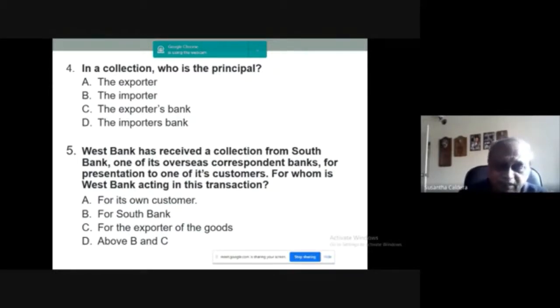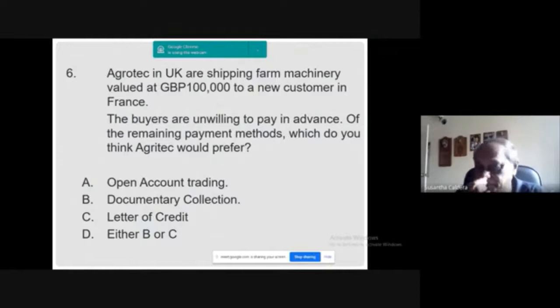The exporter is the one who gives the instructions to the remitting bank, South Bank. South Bank just relays the instructions of the exporter. South Bank can't give fresh instructions. They have to just relay the instructions. They are acting as an agent, right? Therefore, the answer is C. This is a very good question. Read the question well. When you are reading, between the lines, there are certain things. You have to read between the lines.